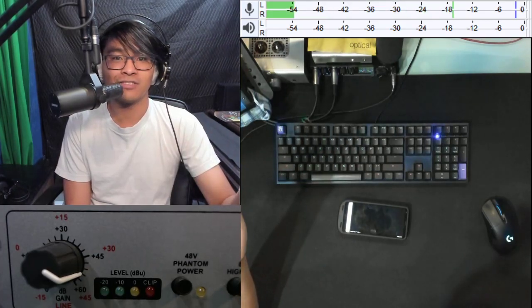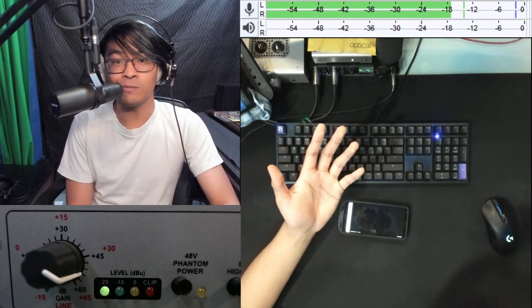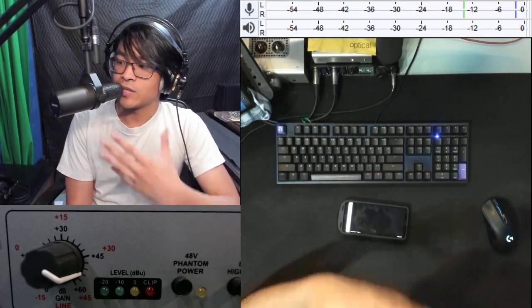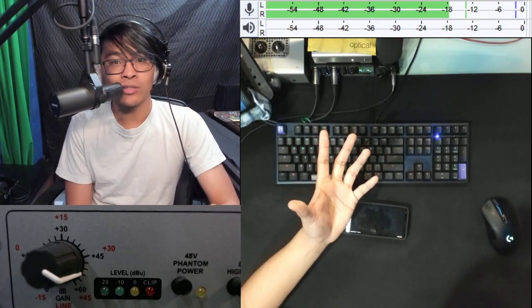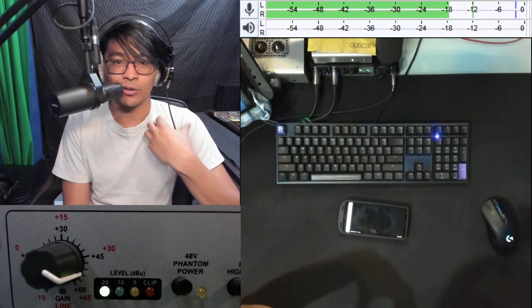And that's it. That's how you set up the gain for a microphone. And that's how you read and utilize your meters to get the proper level for your voice.